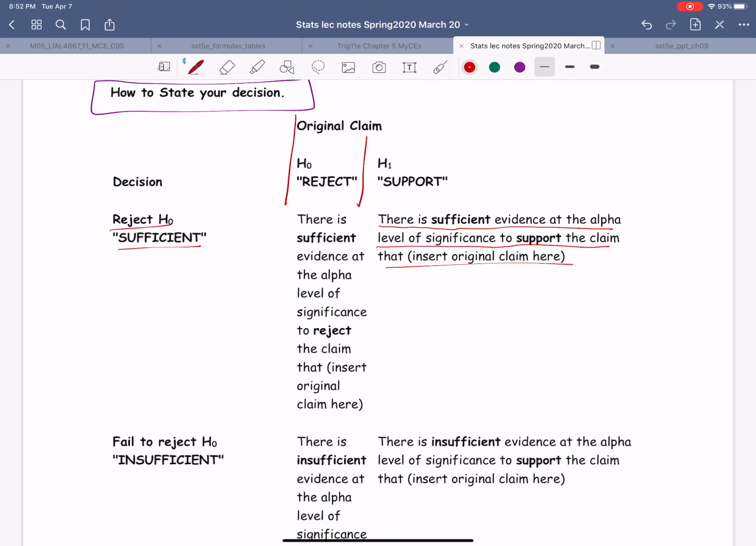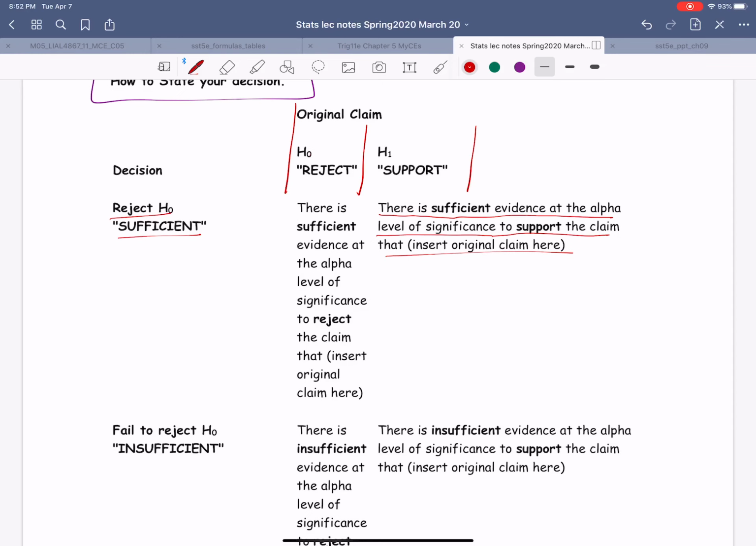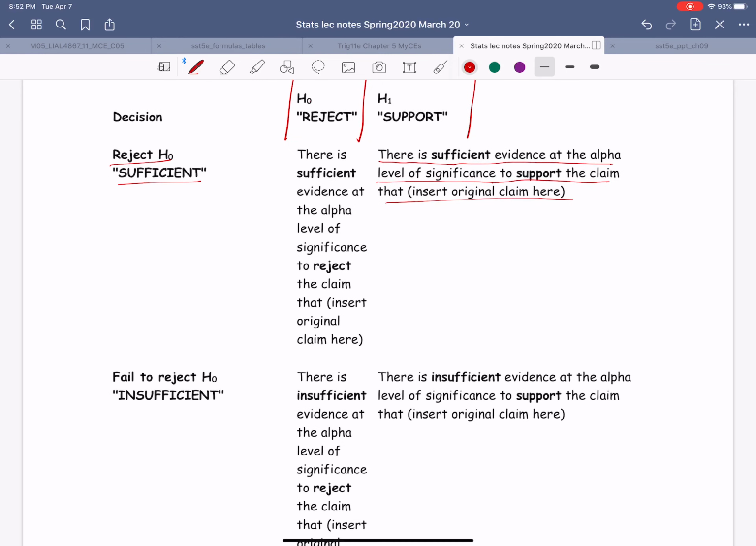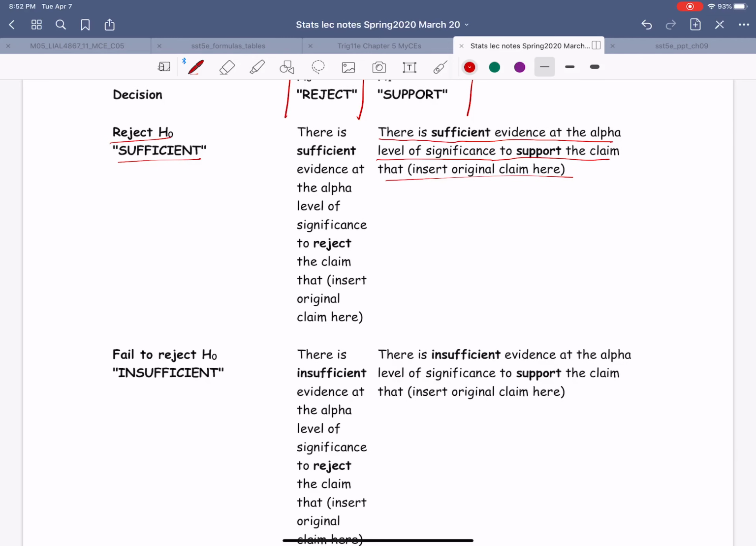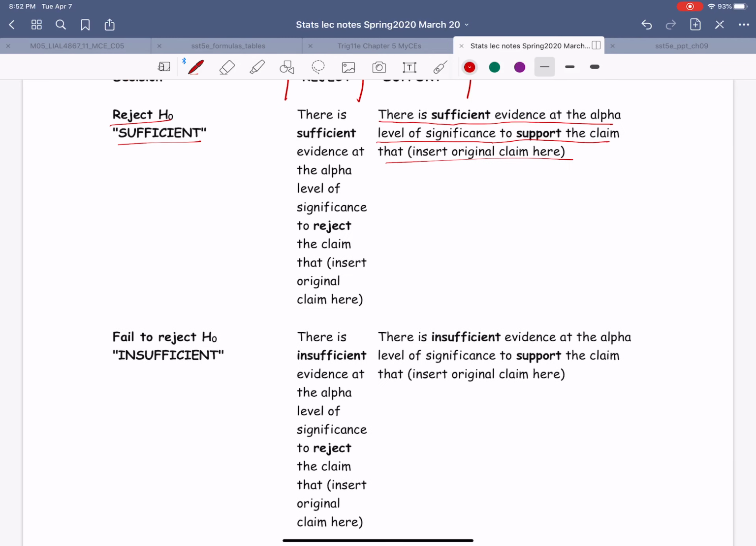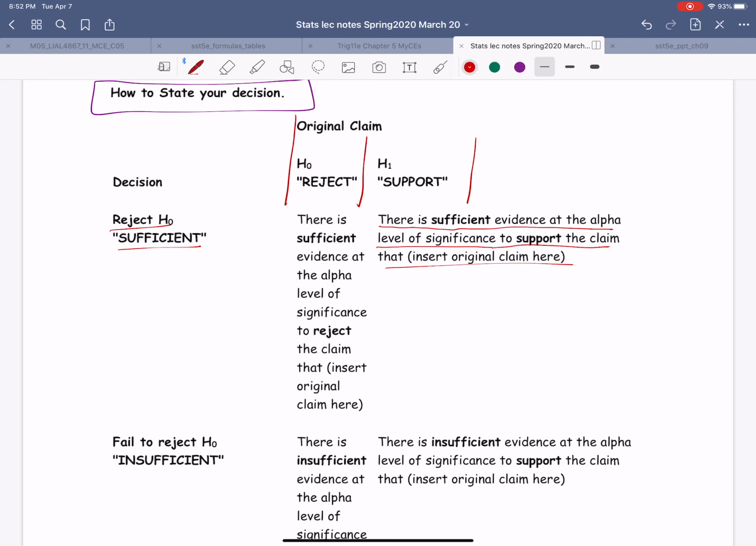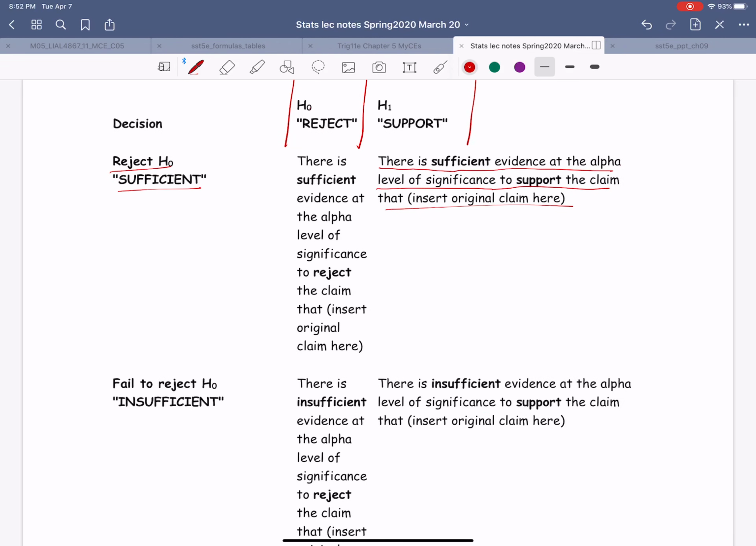If we fail to reject H naught and H naught was my claim, this is really important. If original claim is H naught and we fail to reject H naught, there is insufficient evidence at the alpha level of significance to reject the claim. If original claim is H1 and we fail to reject H naught, there is insufficient evidence at that alpha to support the claim.